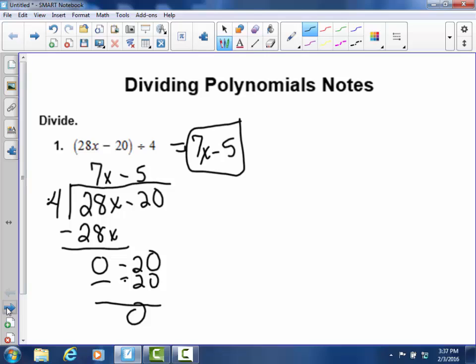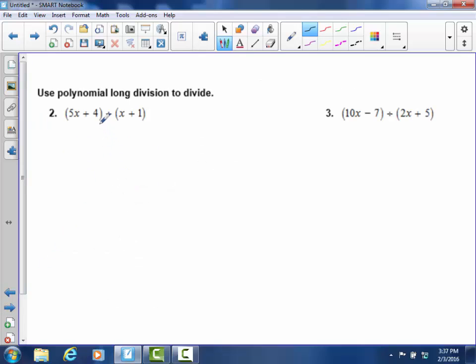Alright, let's check out another one. So we have 5x plus 4 divided by x plus 1. So we rewrite that as x plus 1 divided into 5x plus 4. Okay, this is a little different. We have two terms instead of just one on the outside.